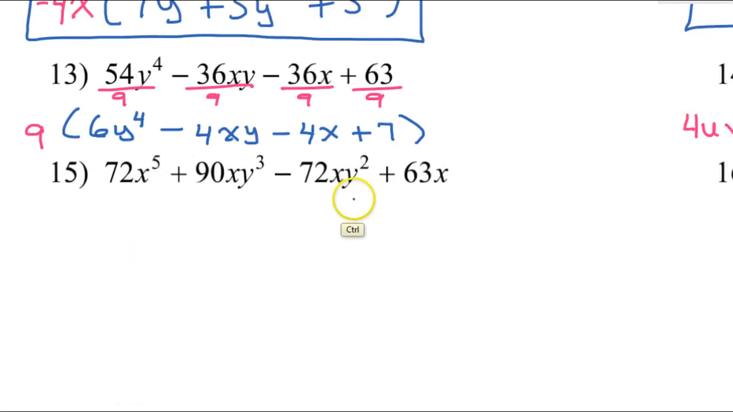Okay, number 15. We have x's and y's. So let's see. Do all of the terms have x's? Yes, every term has x's. What's the smallest amount? Well, some of these terms only have one x. So that means I only get to pull out one x in the common factor.